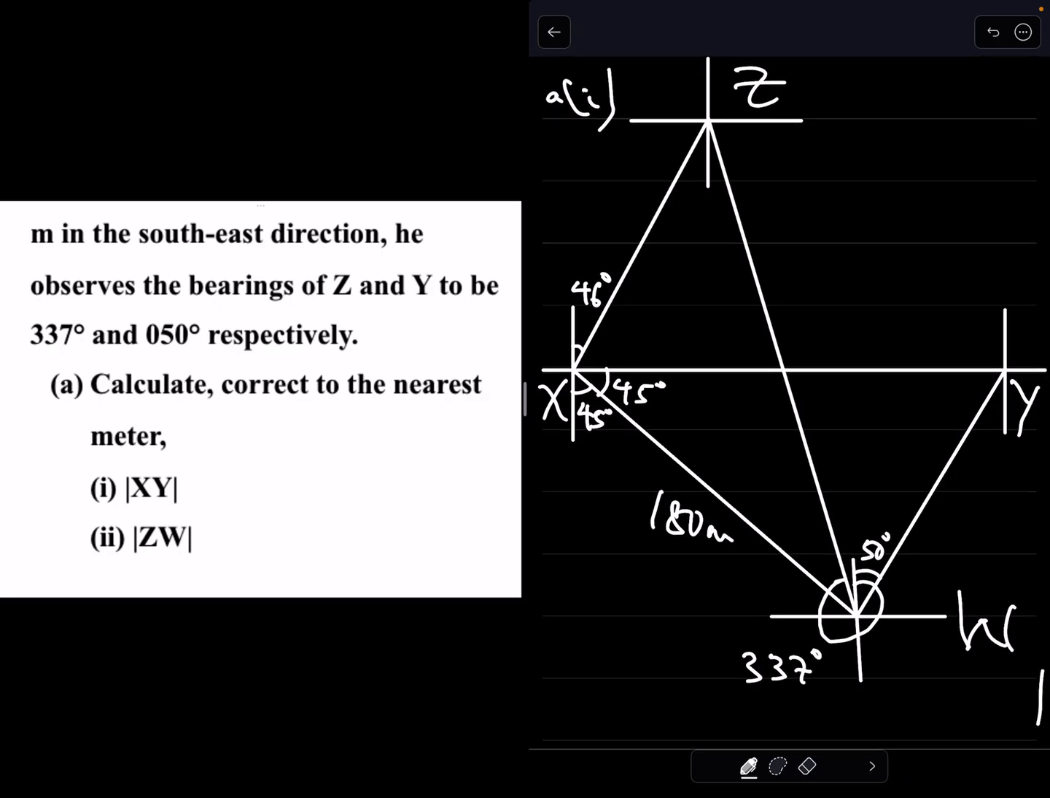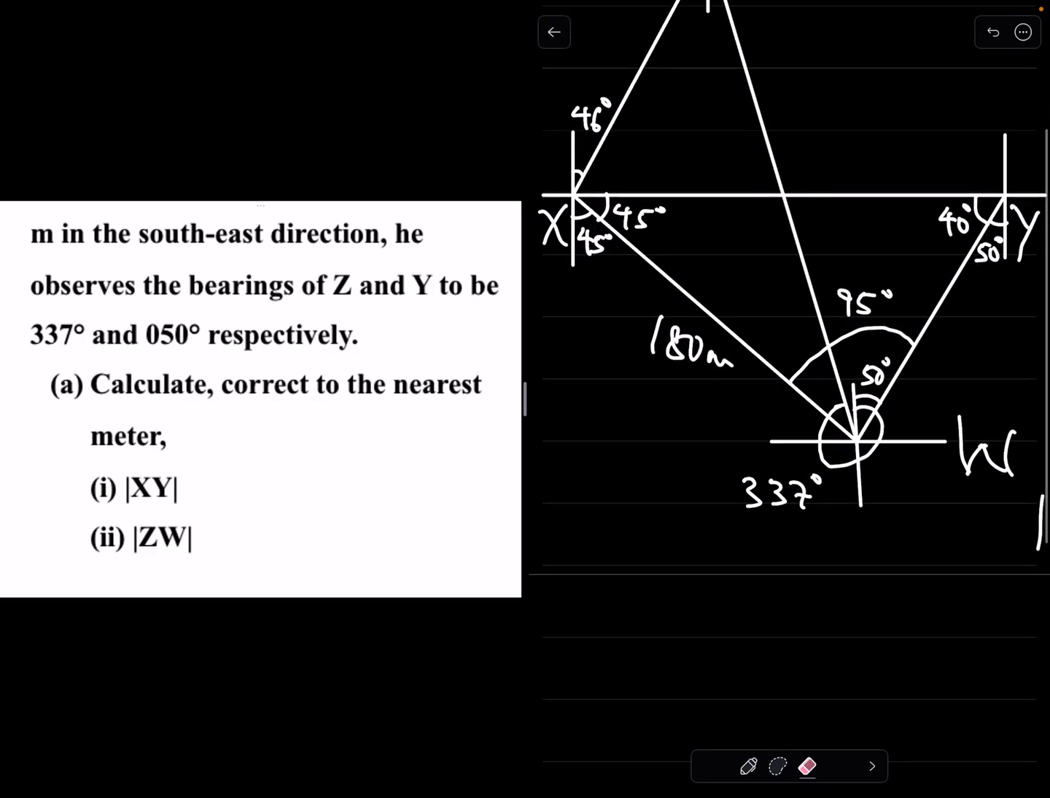First of all, if this is 50 degrees, then this will also be 50 degrees. They are both alternate angles, and that simply means this angle will be 40 degrees. Now, if I know that's 40 degrees, 45 degrees plus 40 degrees plus the whole of this angle is 180 degrees. So that simply means this angle is 95 degrees. And now I have everything I need to find the length XY.